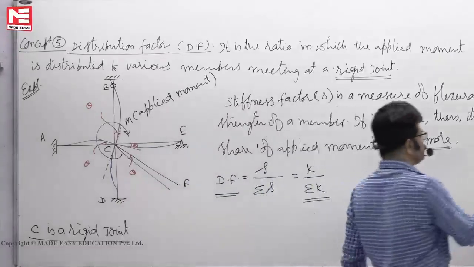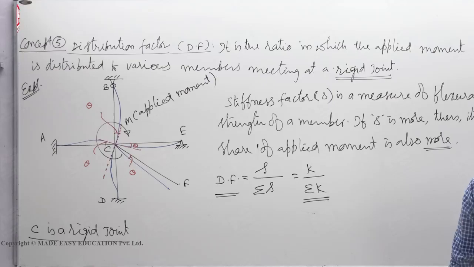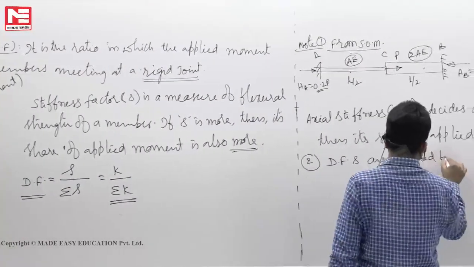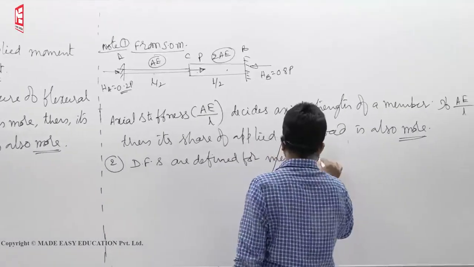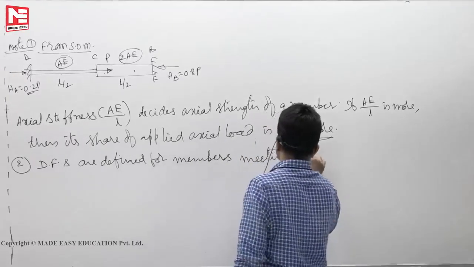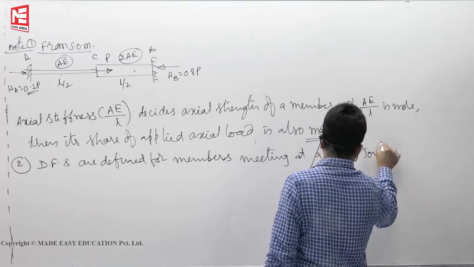So distribution factors are defined for members meeting at a rigid joint only.